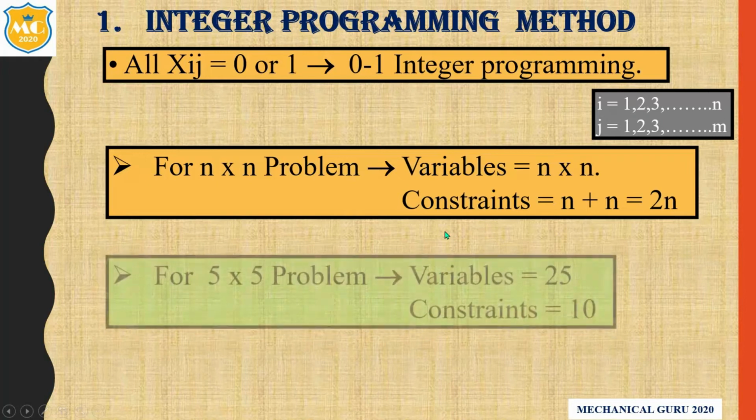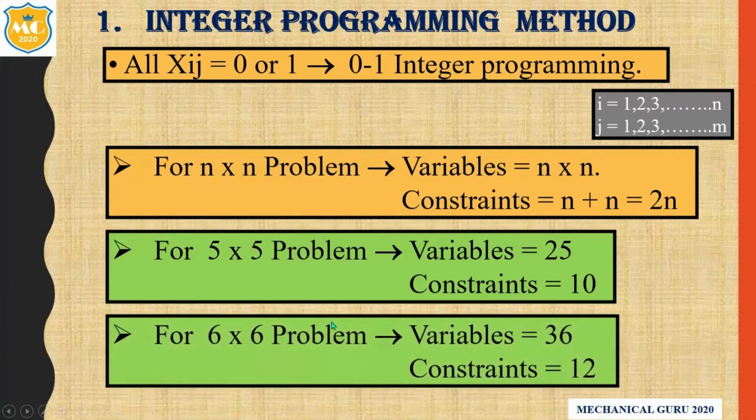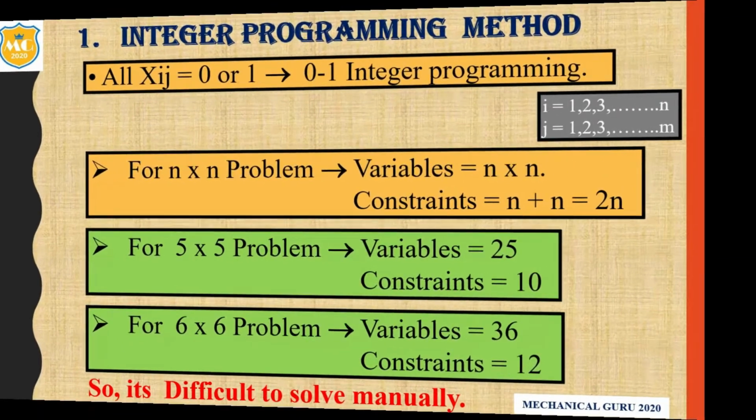Let's see for a 5 by 5 problem. So as per this table, variables are 25 and constraints are 10. Similarly, if we go to a 6 by 6 problem or 6 by 6 matrix, then the variables are 36 and constraints are 12. If we similarly go to a 7 by 7 problem, then variables are 49 and constraints are 14. So this method is difficult to solve manually. Okay, let's see the next method.